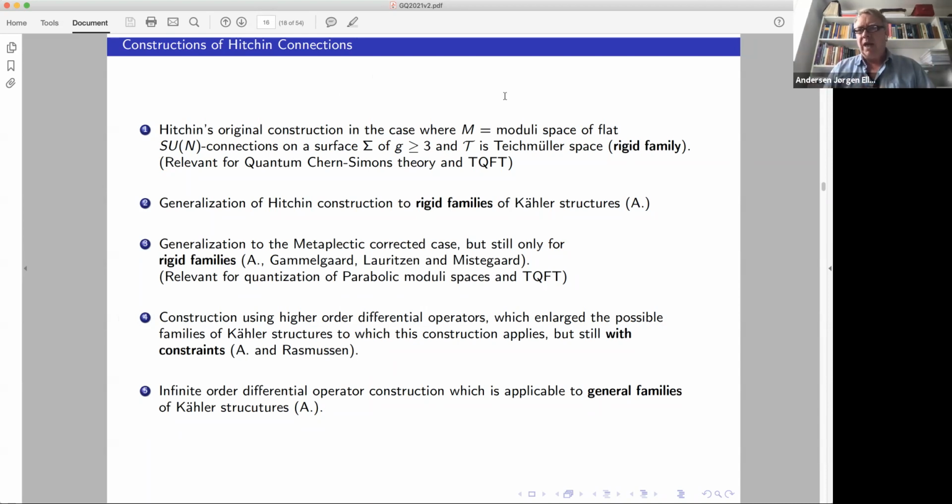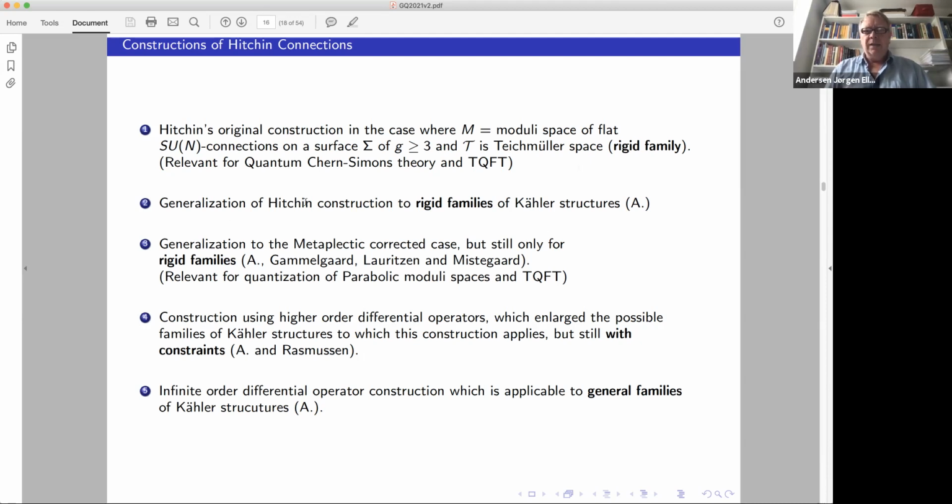Now this family is what I have called rigid. I must say I somehow regret the notation rigid, because many people are asking me, so rigid means you can't deform, right? Well, you should think of it as a rigid family. So the family is very constrained, okay? And so maybe I should have called it a restricted family or something like that instead. But anyway, I will continue using the word rigid throughout the talk.